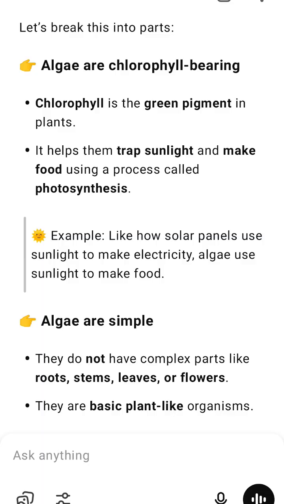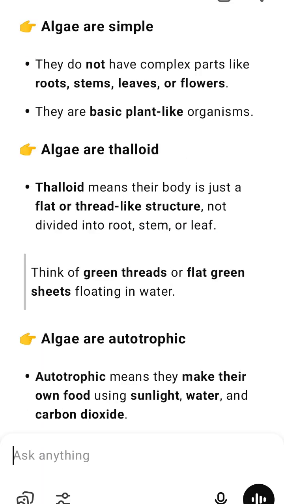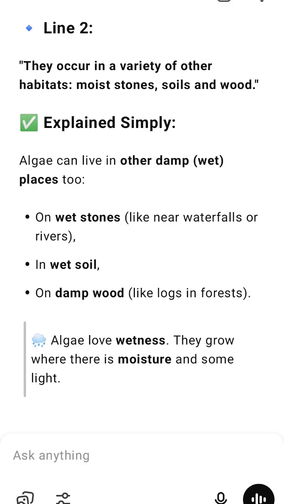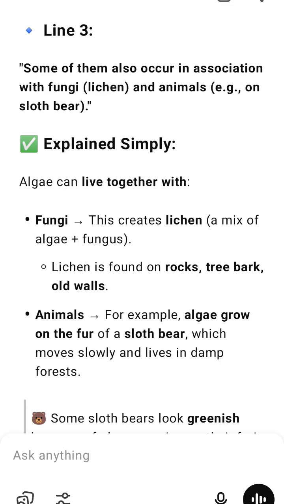2. Where do algae live? Algae usually live in wet places, such as fresh water, like ponds and lakes, seawater, like oceans, wet rocks, moist soil, damp wood, even on animals like the sloth bear's fur. Algae love moisture, wetness, and light.